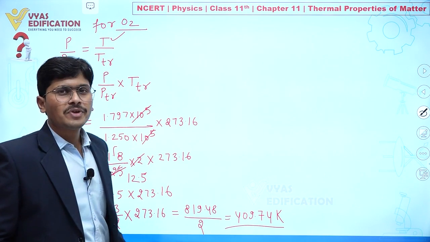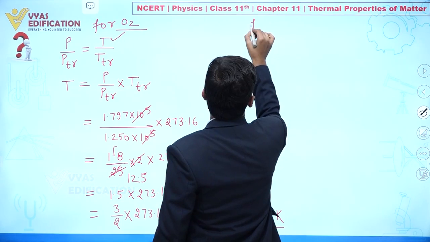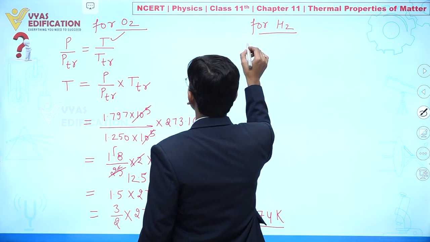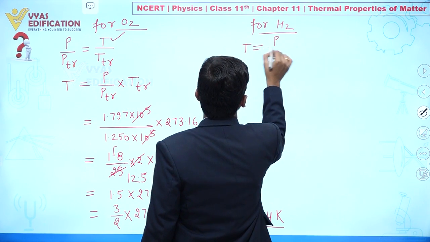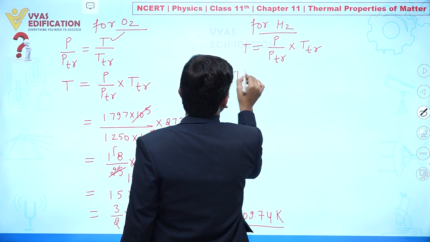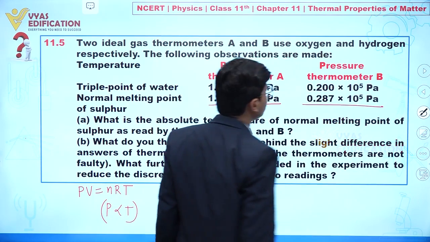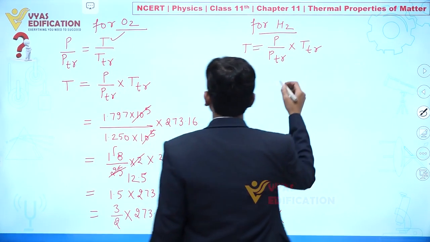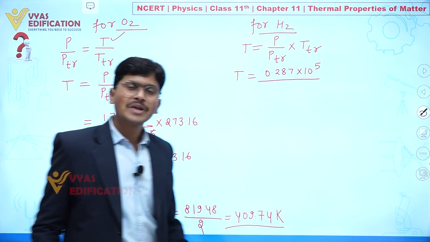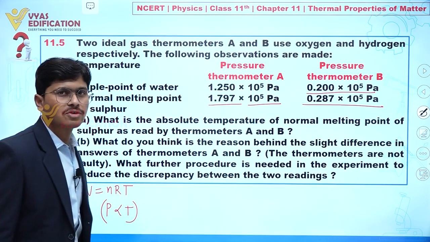Now the same we can repeat for hydrogen gas also. So for hydrogen, again I will apply the same formula, that T is equal to P divided by PTR multiplied by TTR. From here, the pressure corresponding to the normal melting point is 0.287 into 10 to the power 5, divided by the pressure at the triple point of water, which is 0.200 into 10 to the power 5.